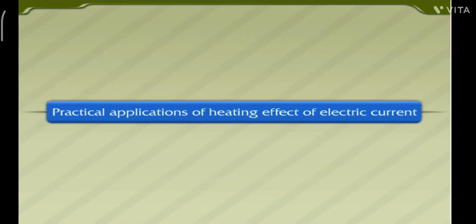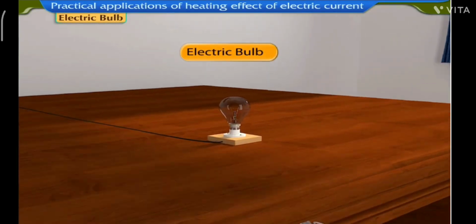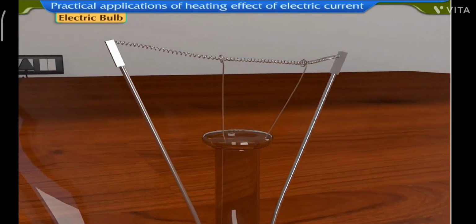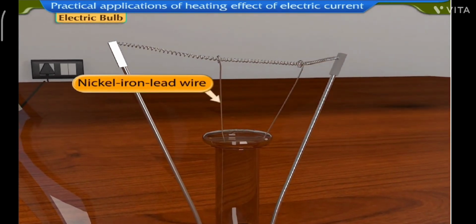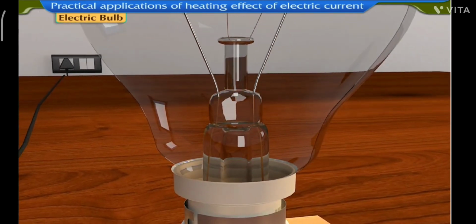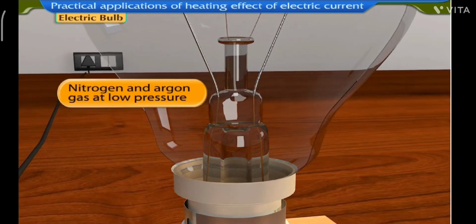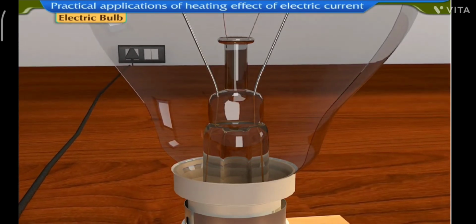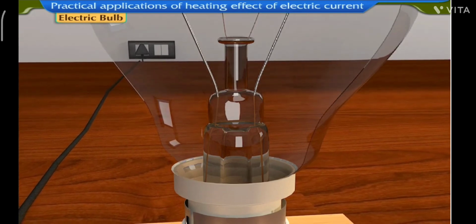Practical applications of heating effect of electric current. Electric bulb. The electric bulb consists of a filament made up of tungsten. The tungsten filament is supported on nickel-iron lead wires, which are soldered to the stem of the bulb. The bulb is filled with chemically inactive gases like nitrogen and argon at lower pressure. These gases prevent the oxidation of the filament and prolong its life.